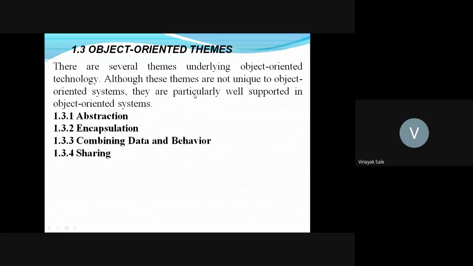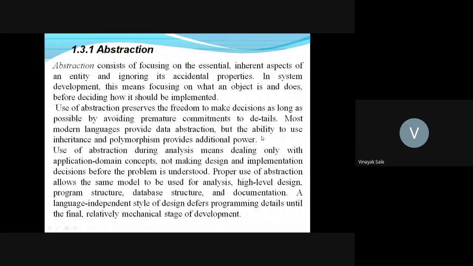Then the last part of the chapter, object-oriented themes. There are several themes underlying object-oriented technologies, although these themes are not unique to object-oriented systems. They are particularly well supported in object-oriented systems. So: abstraction, encapsulation, combining data and behavior, and sharing. These are the four themes regarding object-oriented. We'll see them one by one.